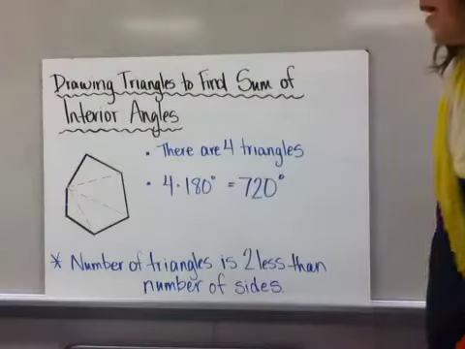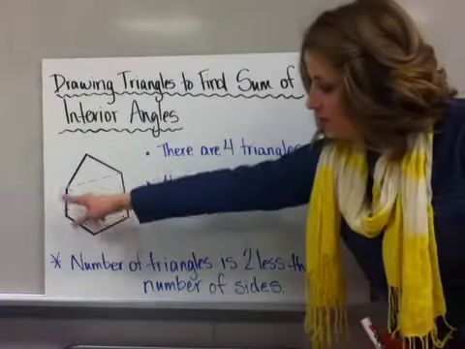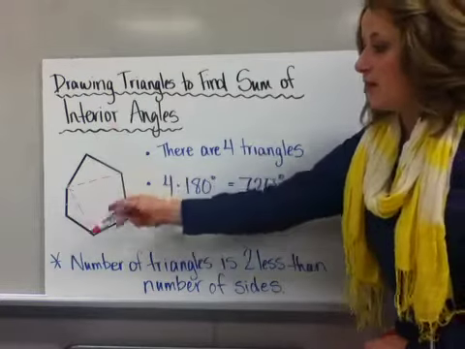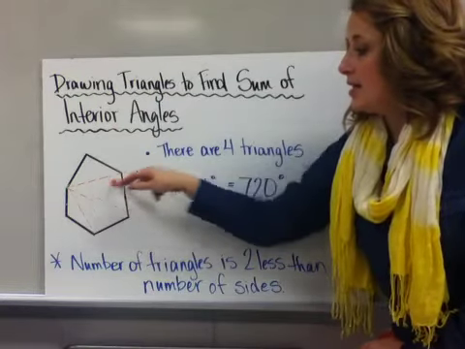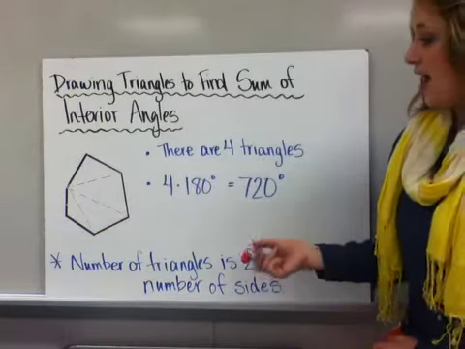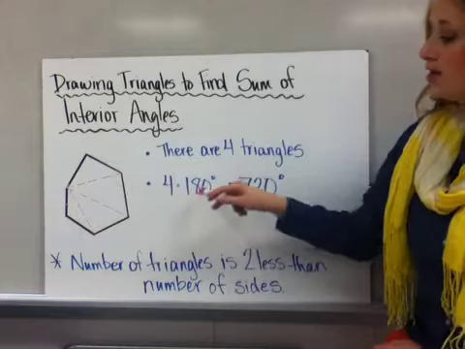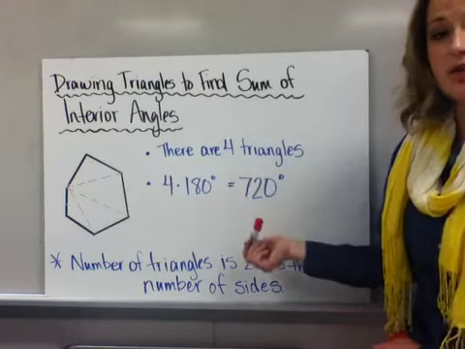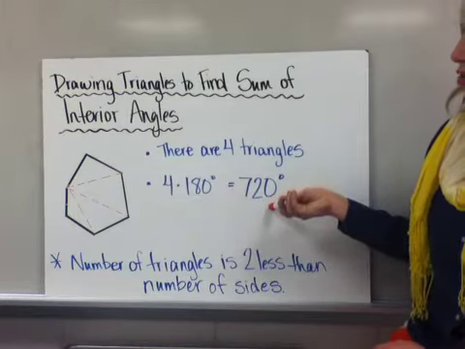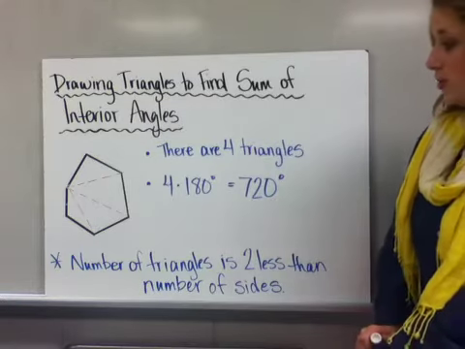I can draw triangles to find the sum of interior angles in any polygon. So I started with, let's see, 1, 2, 3, 4, 5, 6. So I have a hexagon here. And I just picked a vertex right here. And I drew dotted lines connecting that vertex to other non-adjacent vertices. After I did that, I saw that I had 4 triangles. 1, 2, 3, 4. I can take 4 times 180 degrees because I know that every triangle has a sum of interior angles of 180 degrees, and it equals 720 degrees. So this hexagon has a sum of interior angles of 720 degrees.